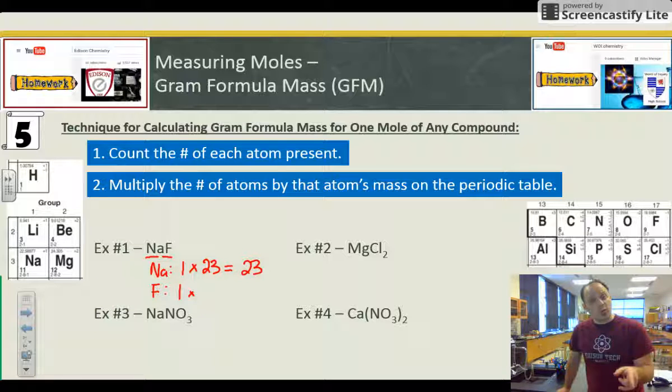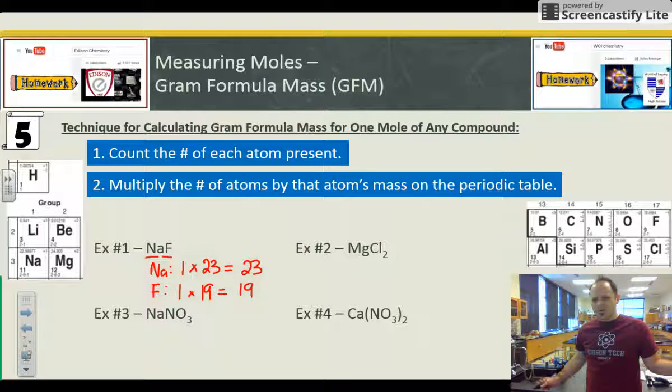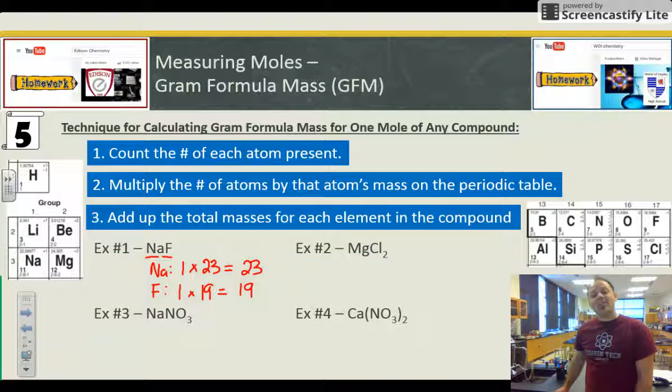Now we have to do that for fluorine too. Fluorine's atomic mass is 18.9984. I'm going to call that 19. Is that cool? I'm cool with that too. Either 18.99 or 18.9 or 19, we're good. So we have those 2 numbers. What do I do with these 2 numbers? Well, Step 3: add the total masses of the constituent elements to find out what the whole compound would weigh. And 23 plus 19 is 42.